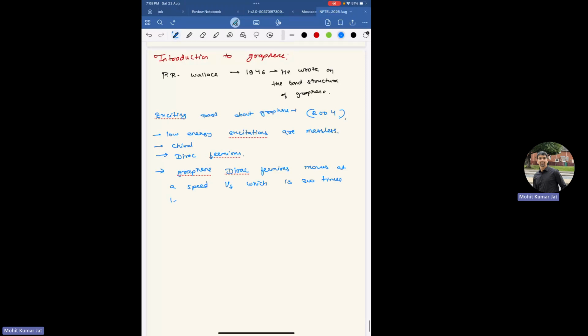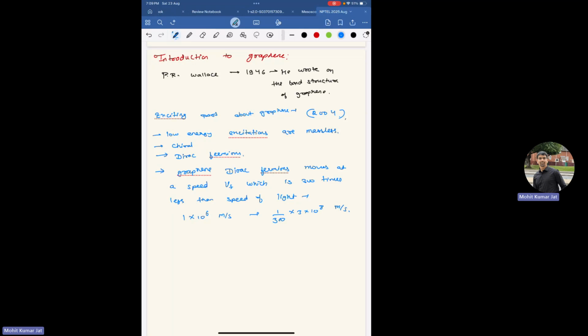What is the Fermi velocity in graphene? It is 1 into 10 power 6 meter per second. And what is the speed of light? It's 3 into 10 power 8 meter per second, so the Fermi velocity is 1 by 300 of the speed of light. That's what it means. And then there is a large gap, the cyclotron gap, in the case of this quantum Hall effect.